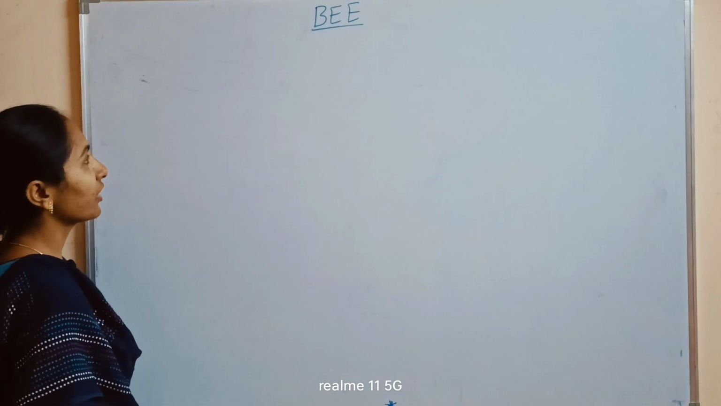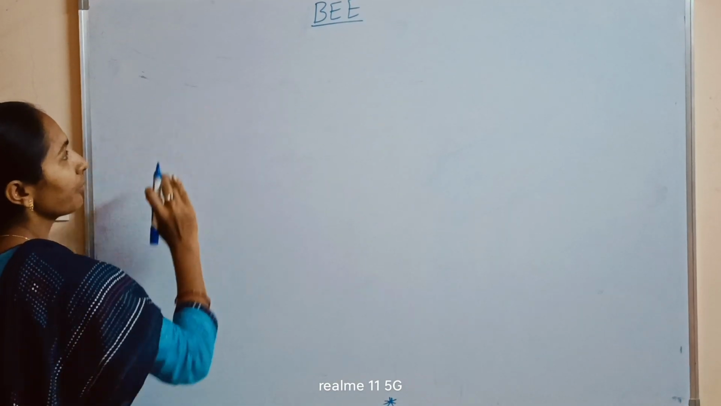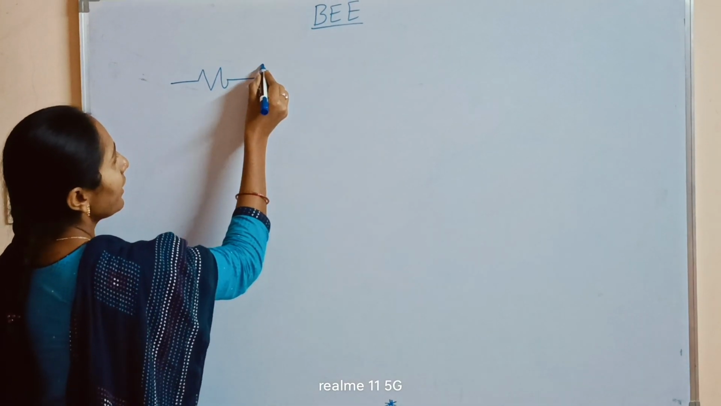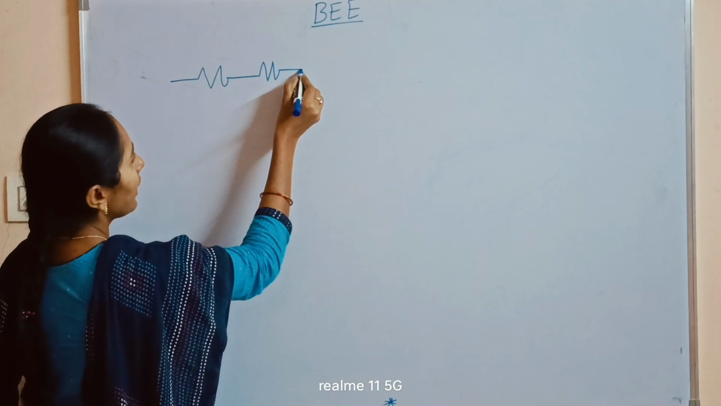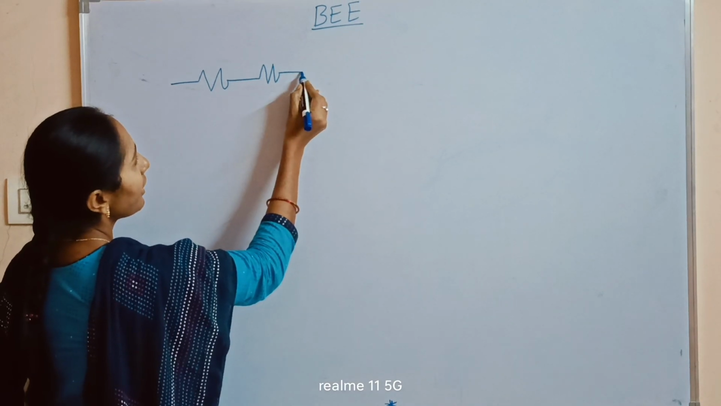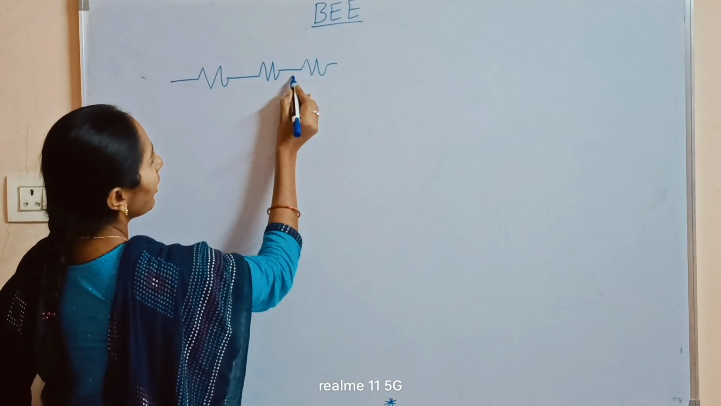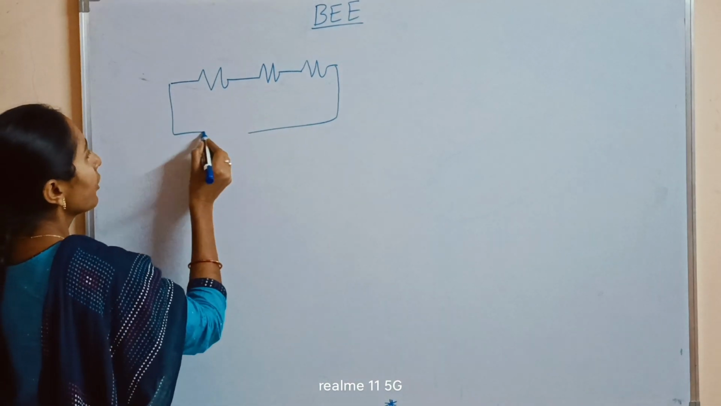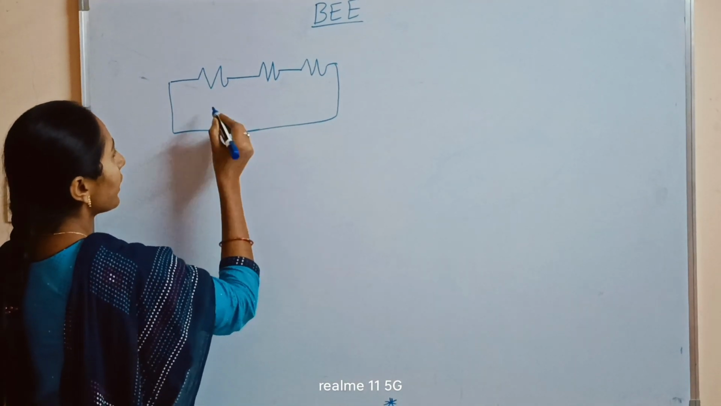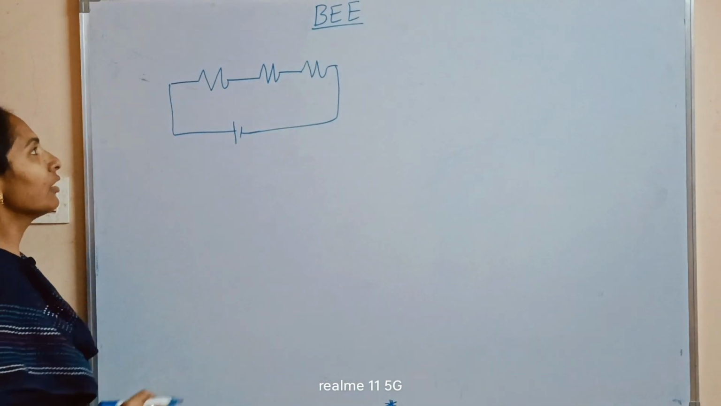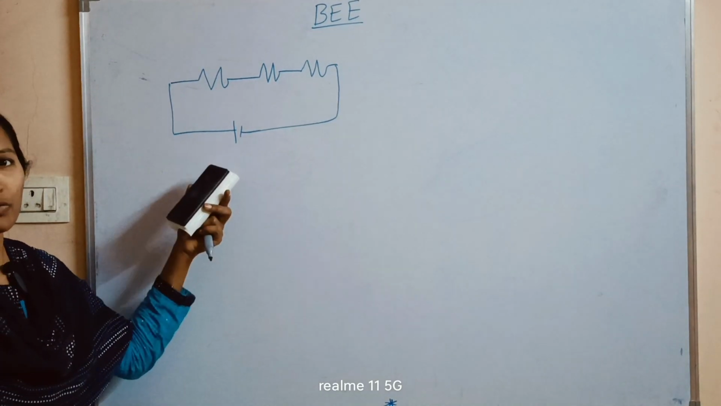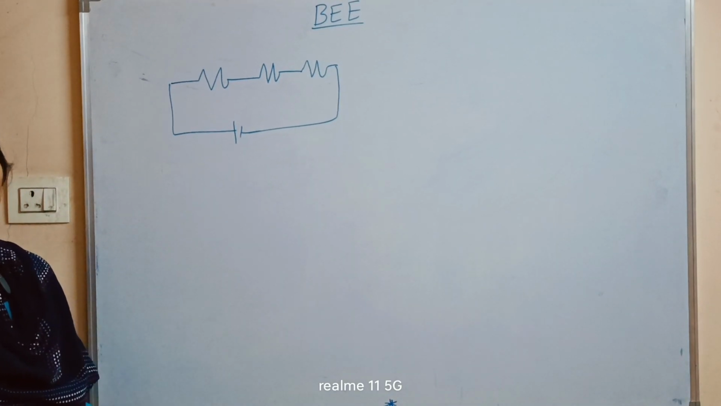Series connection is nothing but one element's second terminal is connected to the second element's first terminal, and its second terminal is connected to the third element's first terminal, and so on, to form a closed path. Then those elements are in series. We can say that those elements are connected in series.